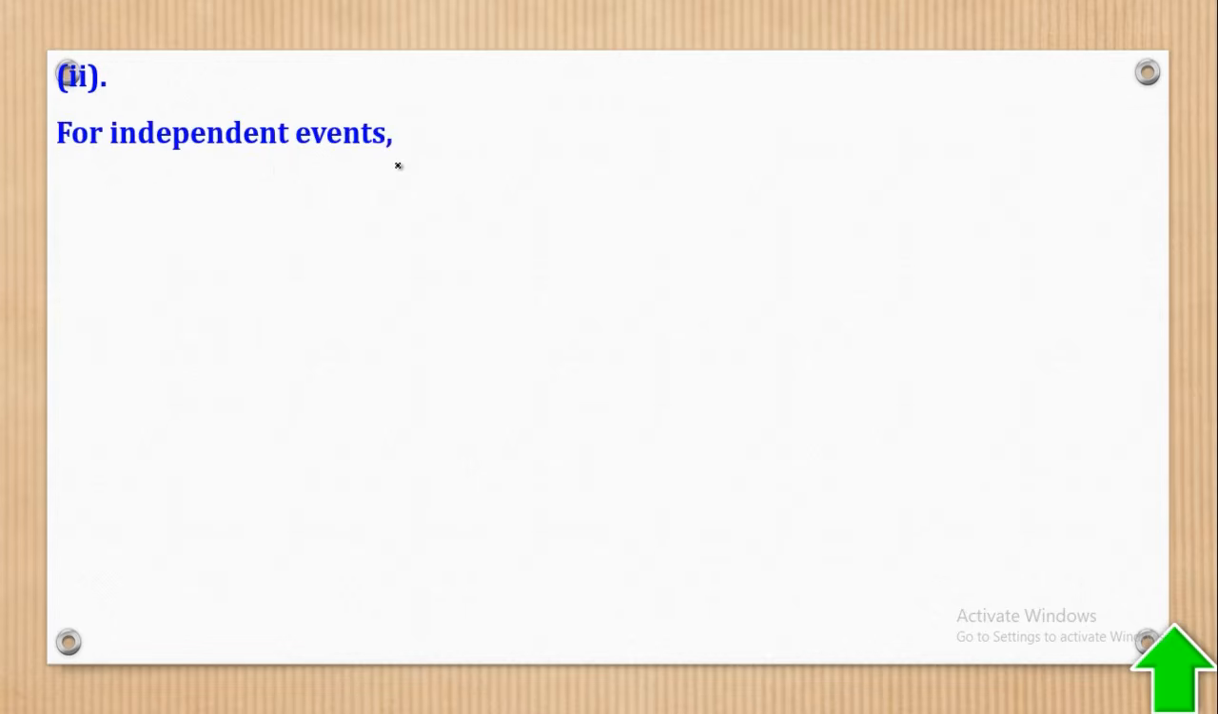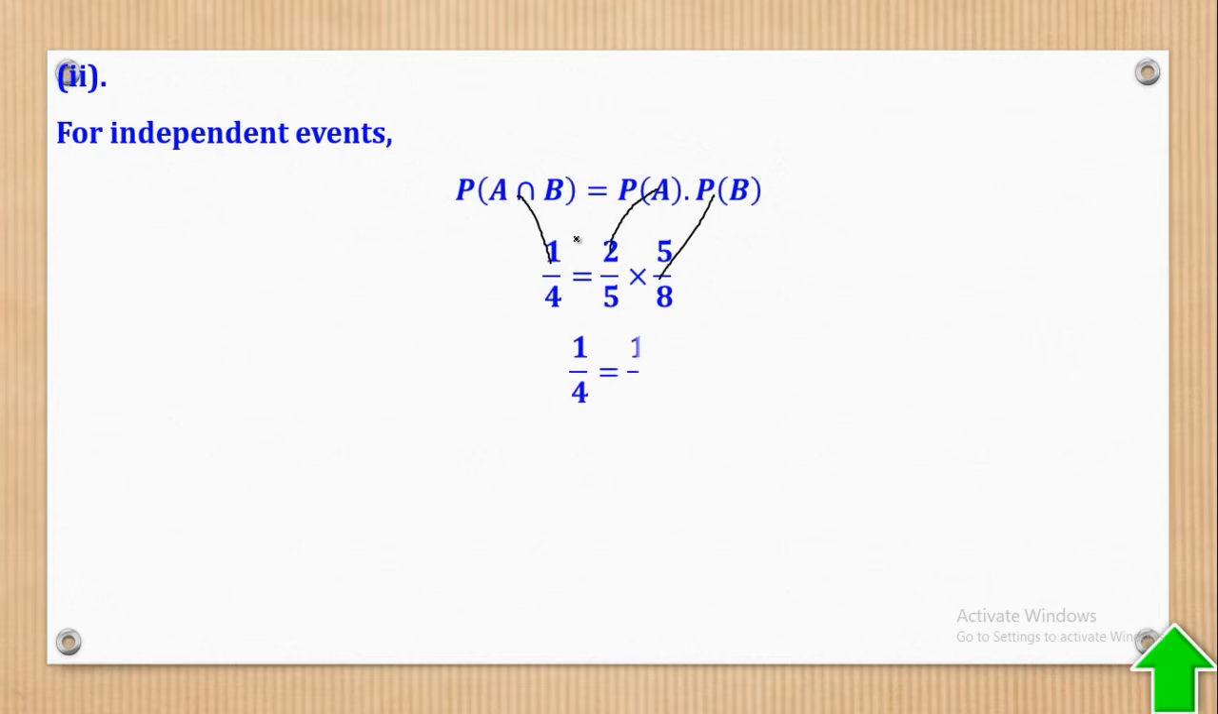So for independent events, we shall remember that the intersection is equal to the product of the individual probabilities. So what we shall do, we already know the intersection, we know the probability of A and probability of B. Now the question is, are they equal? So because they are equal, it implies that they are independent, and by that you will have shown.